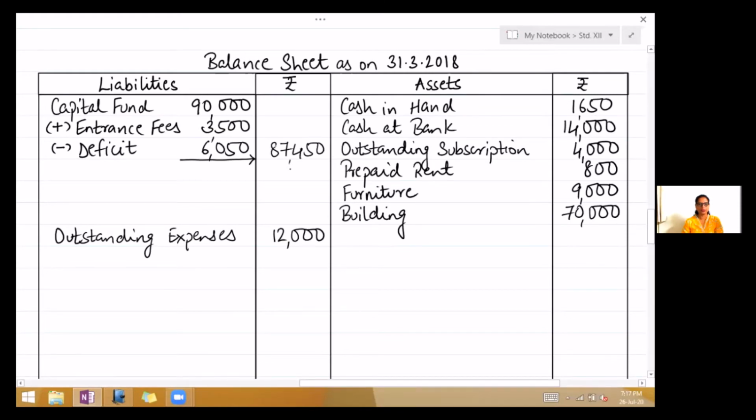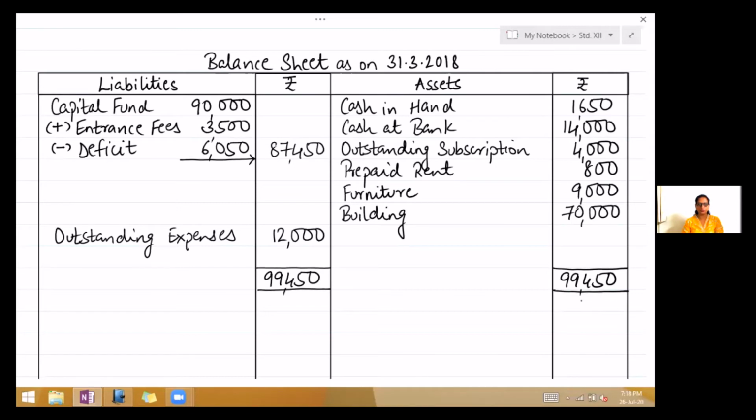It's 87,450. Now you will close the balance sheet. Take the totals of the liabilities. So your liabilities are 99,450. Your assets will also be 99,450. So we have finished with problem number 9.